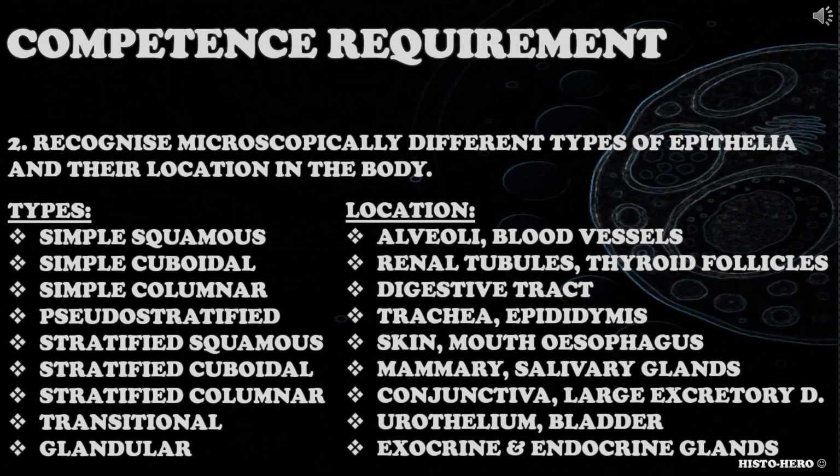The second competence requirement is for you to recognize microscopically different types of epithelia and their location in the body. What types of epithelia can be found in the body? How do they differ microscopically? Where would you find each type? Consider simple squamous, cuboidal, columnar epithelium, stratified squamous, cuboidal and columnar epithelium, pseudostratified and transitional epithelium and their locations. How would they look on an H&E stained section? Consider number of layers, cell shape, specialization.